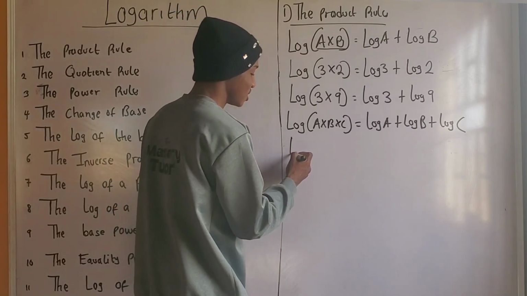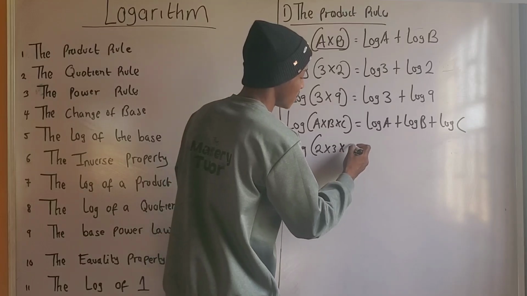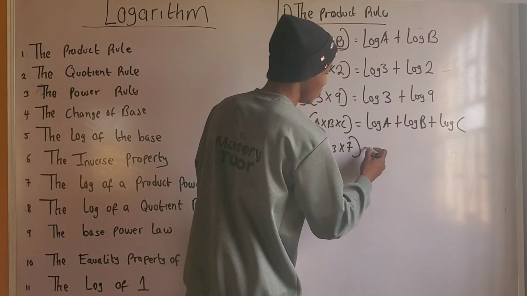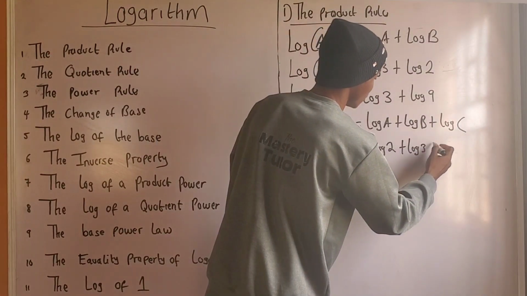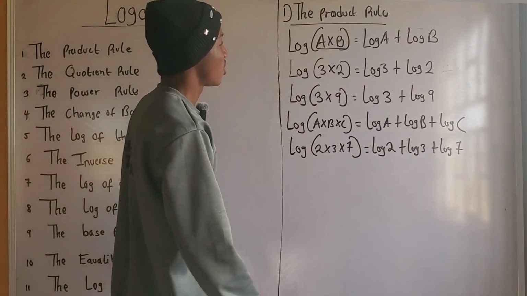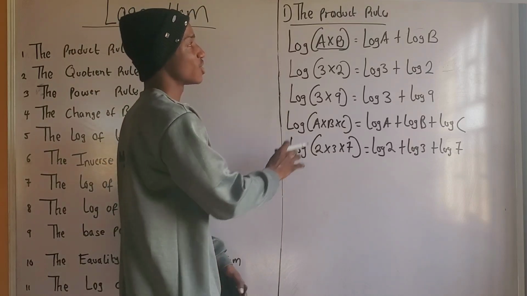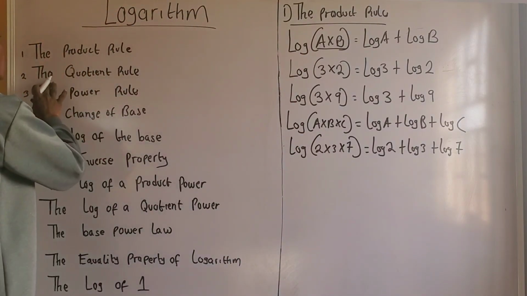So let's now change it. Let's say you have log 2 times 3 times 7. This will be equal to log 2 plus log 3 plus log 7. Okay, so that is it. These properties that you see here is known as the product rule. Do you understand? Okay, let's look at the next rule here.